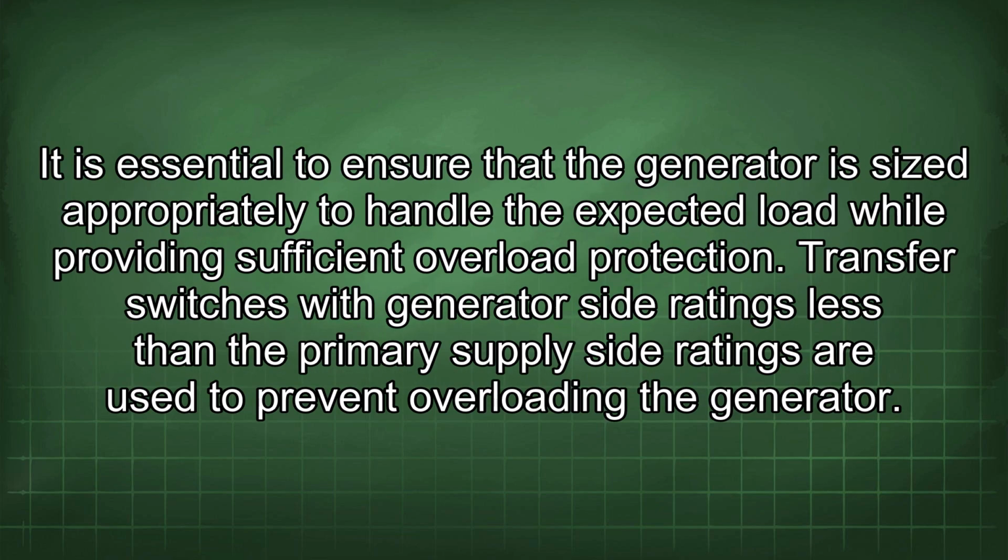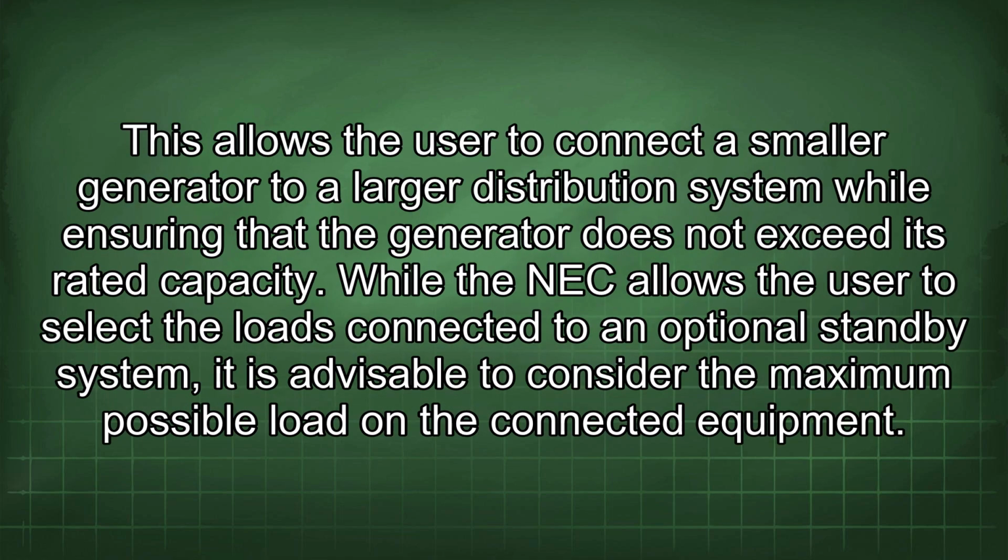It is essential to ensure that the generator is sized appropriately to handle the expected load while providing sufficient overload protection. Transfer switches with generator side ratings less than the primary supply side ratings are used to prevent overloading the generator. This allows the user to connect a smaller generator to a larger distribution system while ensuring that the generator does not exceed its rated capacity.